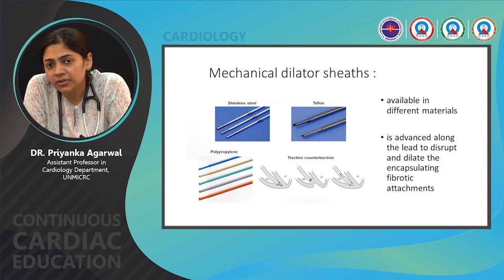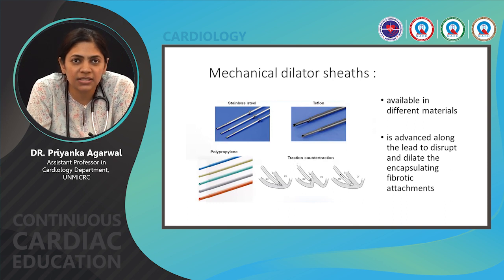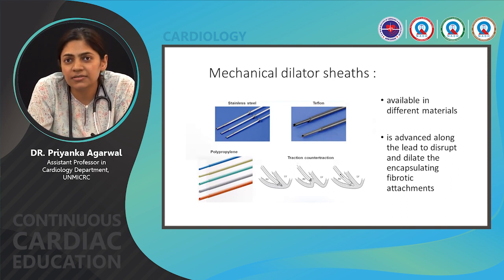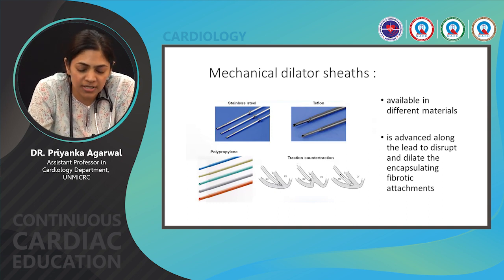So moving ahead, we now have dilator sheaths, which can be mechanical dilator sheaths or telescoping sheaths. Mechanical dilator sheaths can be composed of different materials, like stainless steel, Teflon, or polypropylene. The mechanical dilator sheaths are advanced along the lead to disrupt and dilate the encapsulating fibrotic attachments, to free the lead from them.